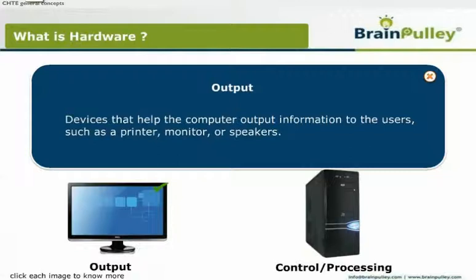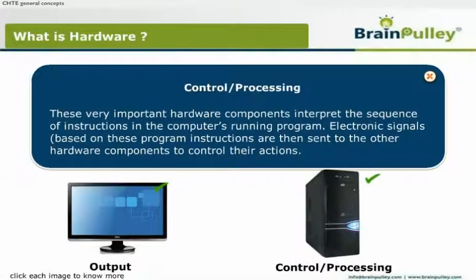Control or processing. These very important hardware components interpret the sequence of instructions in the computer's running program. Electronic signals based on these program instructions are then sent to the other hardware components to control their actions. A computer's central processing unit, often called a CPU or processor, is a good example of a piece of control or processing hardware.